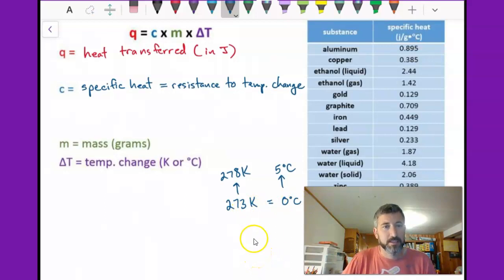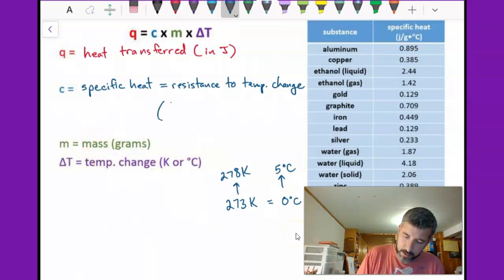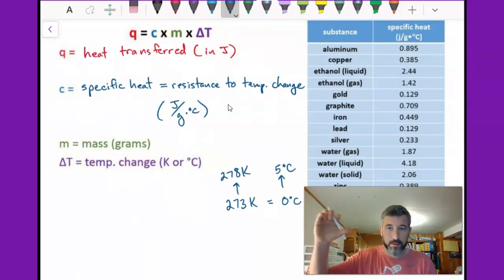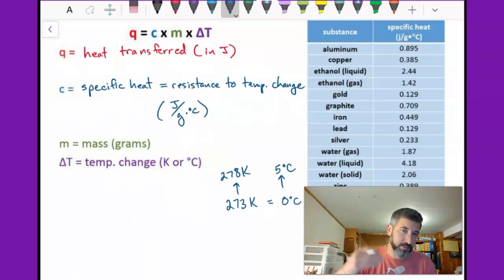Another thing I want to go back and say is, look at your unit for specific heat. It's really weird. It's joules over grams times degrees Celsius. I didn't say that earlier. It could also be joules over grams times kelvins. It really doesn't matter. And the reason it has that weird funky unit is because if you rearrange this equation to solve for C, you'll see that in just a minute, you'll end up with heat over mass times change in temperature, which has the units joules, grams, degrees Celsius.